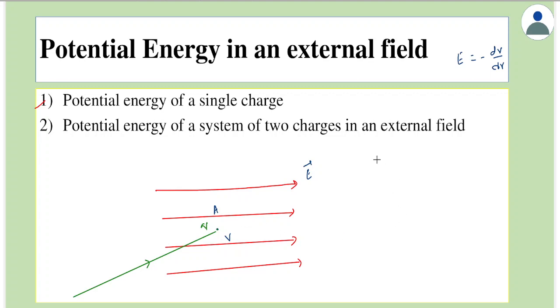Let's assume that the work is against the field. So that work done is equal to Q into V, because by definition the work done in moving a charge is Q into V. But the work done gets stored as potential energy. Therefore U is equal to Q into V. So to bring a charge from infinity to this point, the energy required is Q into V. That is for a single charge.